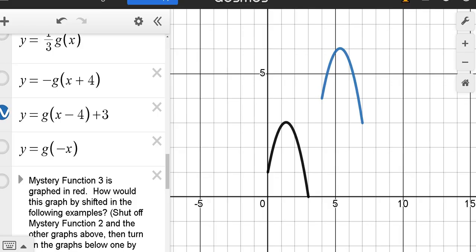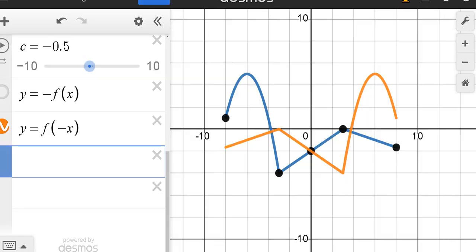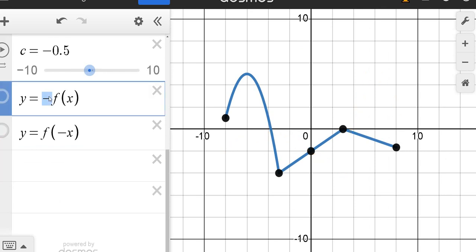You have to see where it flips. Whether the negative is on the inside or the outside is what makes the difference there. So let me go back to this one. Here the negative's on the outside, right? So it's going to be flipped around the x-axis.